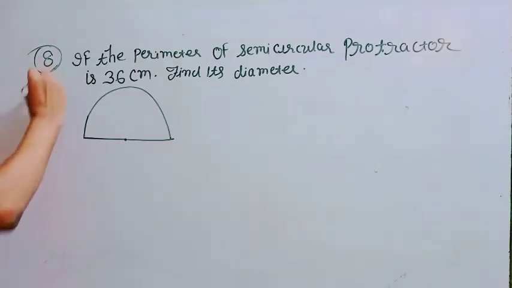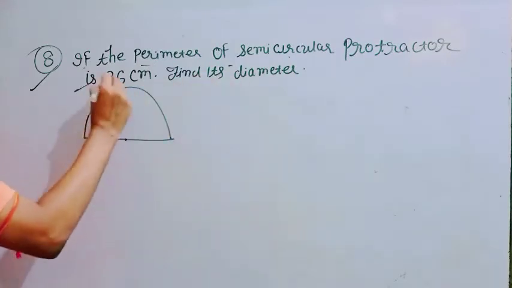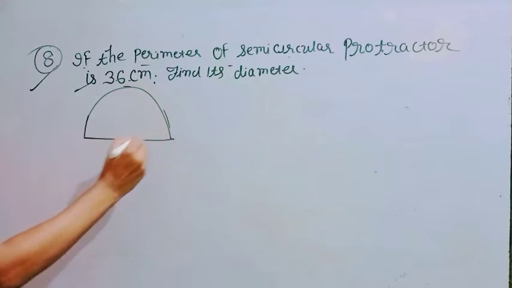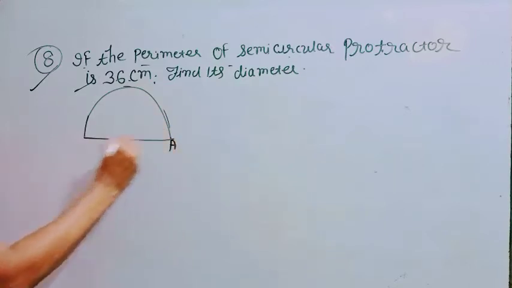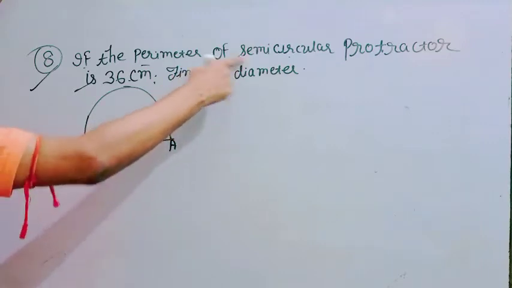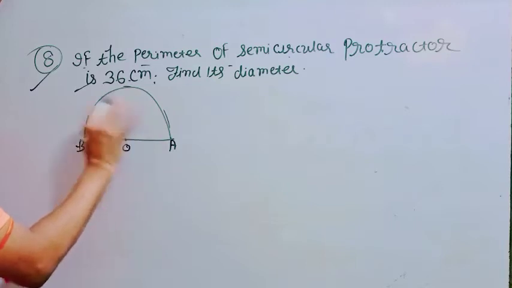Now see question number 8. If the perimeter of a semicircular protector is 36 cm, find its diameter. I draw here the figure of the protector. OA is the radius and AB is the diameter. So your question is to find its diameter when the perimeter is 36. So what is the perimeter of this semicircular protector?